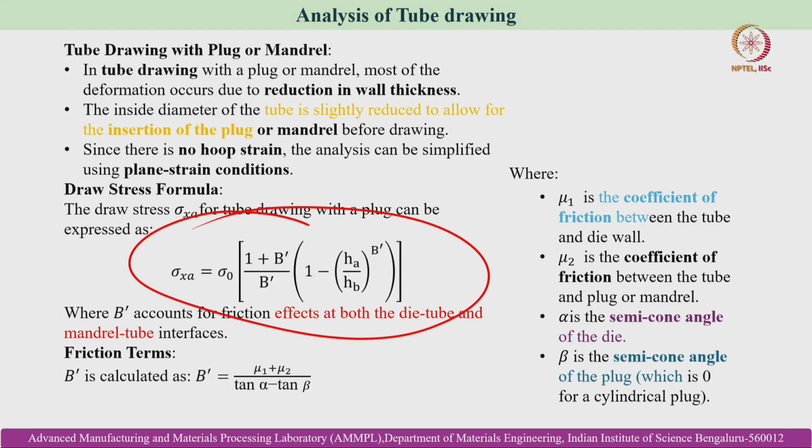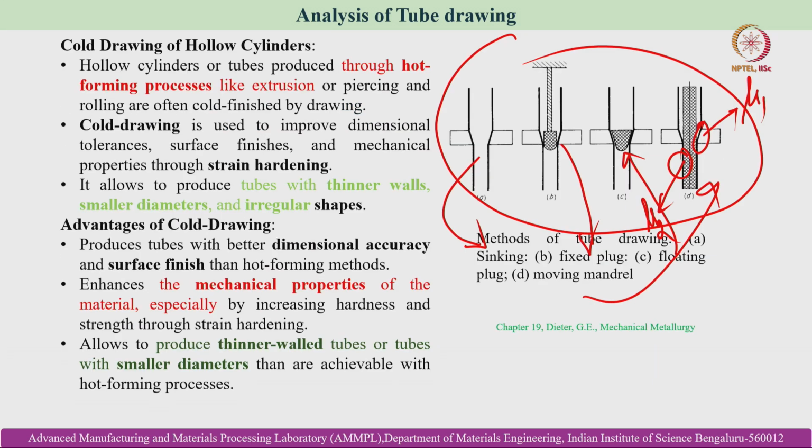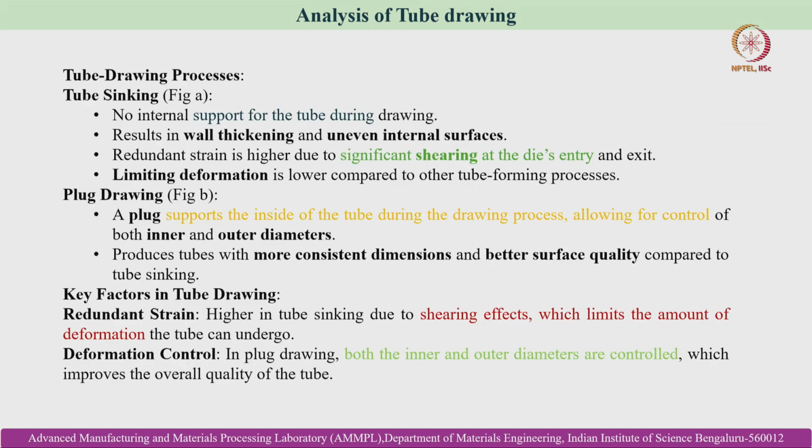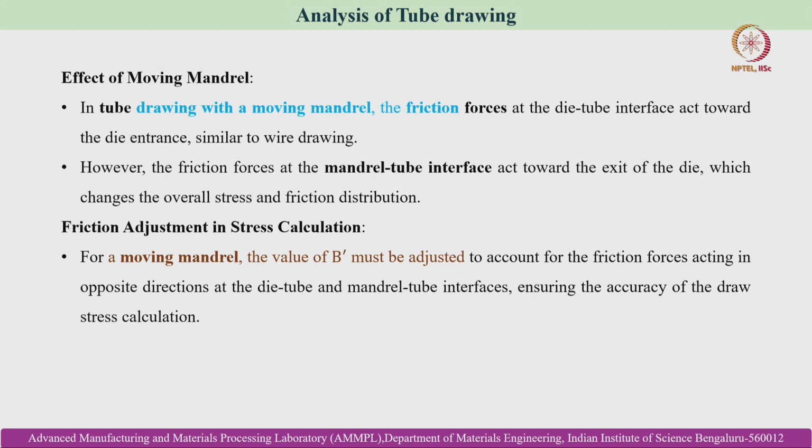Like I have shown you, mu 1 is the coefficient of friction between the tube and the die wall, shown here, and mu 2 is the coefficient of friction between the tube and the plug or mandrel. Alpha is the semicone angle of the die, and beta is the semicone angle of the plug, which is 0 for a cylindrical plug. So this is the expression for tube drawing with a plug or mandrel, and the effect of the moving mandrel.